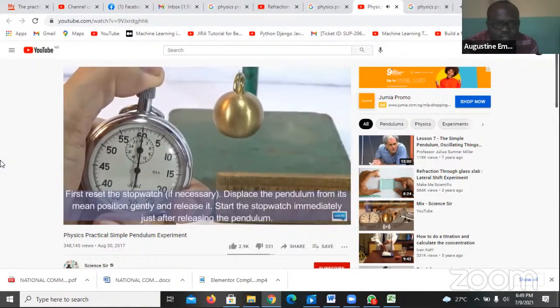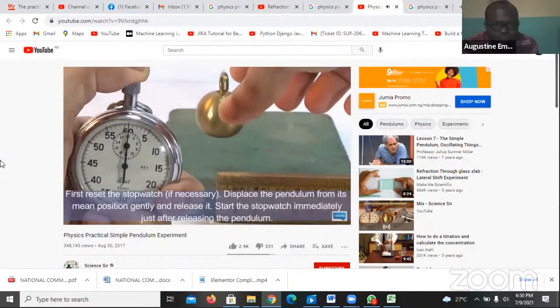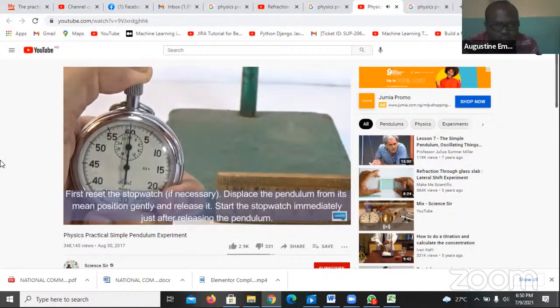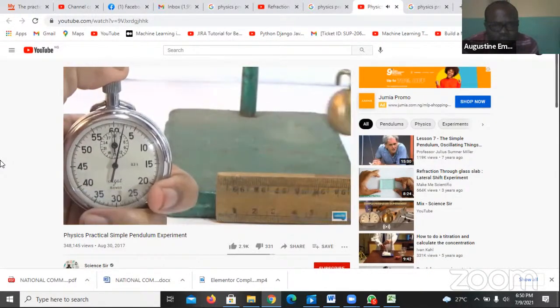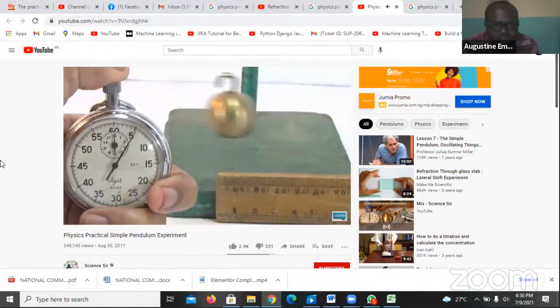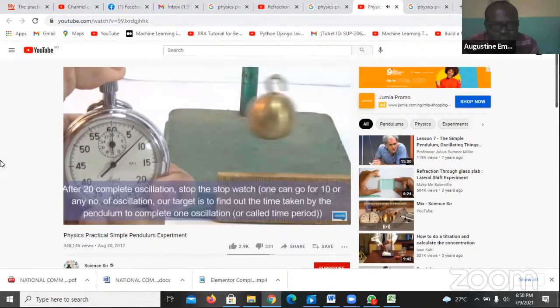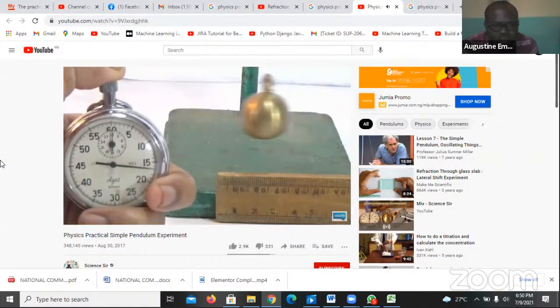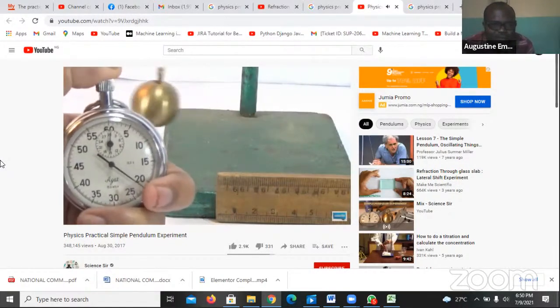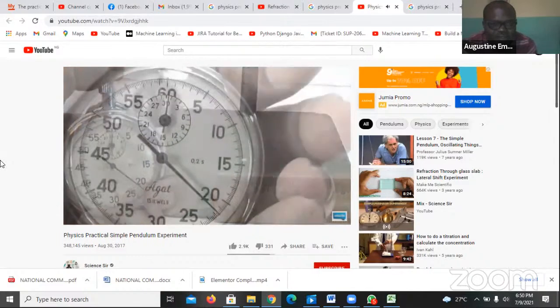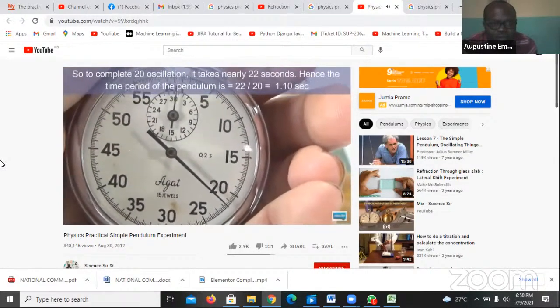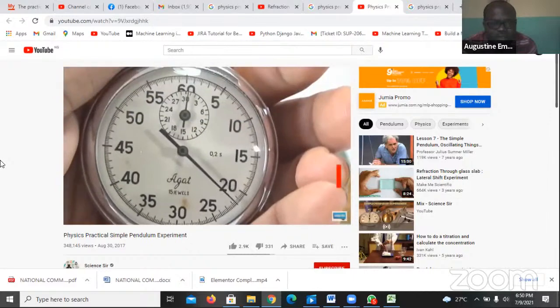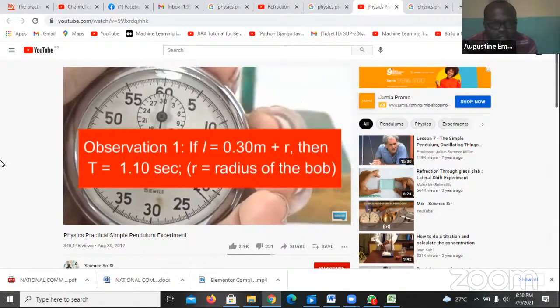So now take note of the time taken for it to have some oscillation, and displace it onwards. Time taken for 20 oscillations, okay? And the period is that, okay?